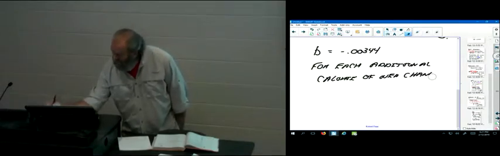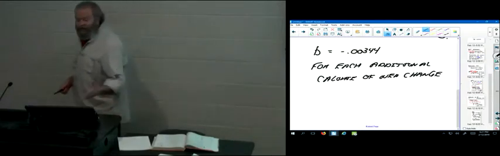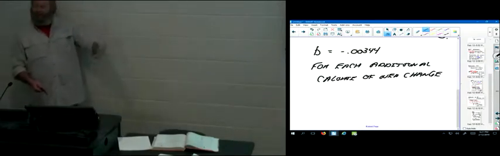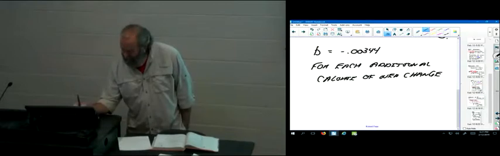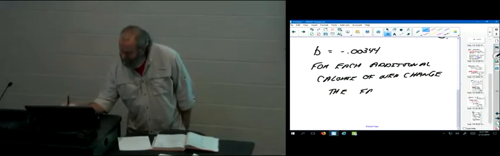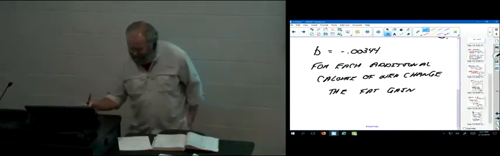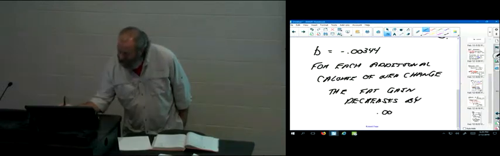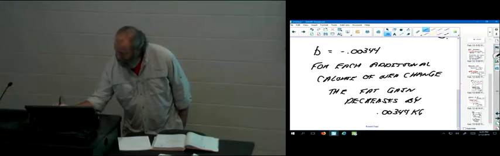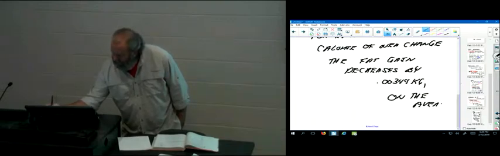So whatever spin you want to put on this, what I've just done is I have increased your explanatory variable by one unit. For each additional calorie of NEA change, if I change the NEA change by one calorie, what happens to the response variable? The fat gain, since your slope is negative, decreases by whatever the value of the slope is, kilograms, and I need this last little term here, on the average. Because that's the way we're thinking about this.